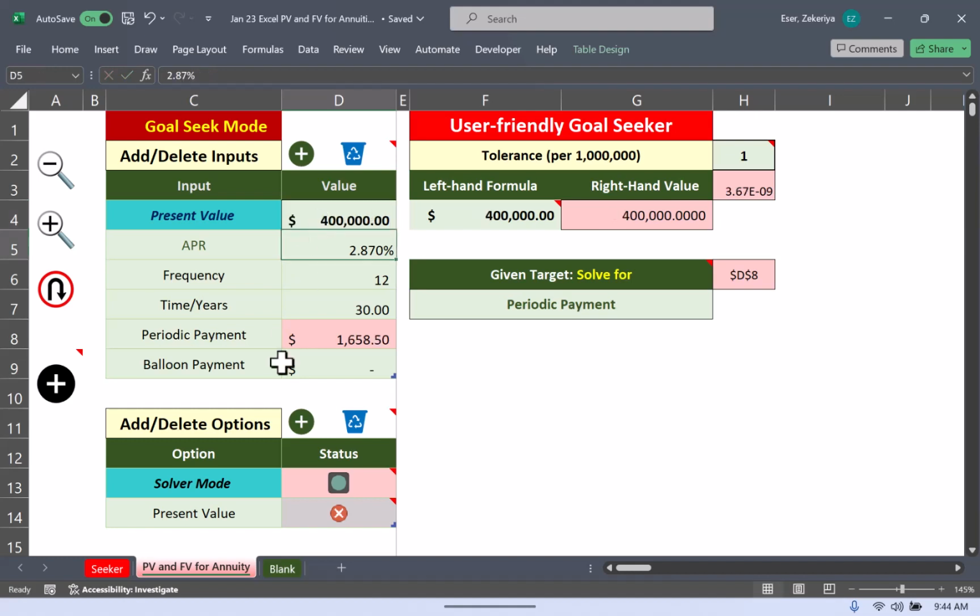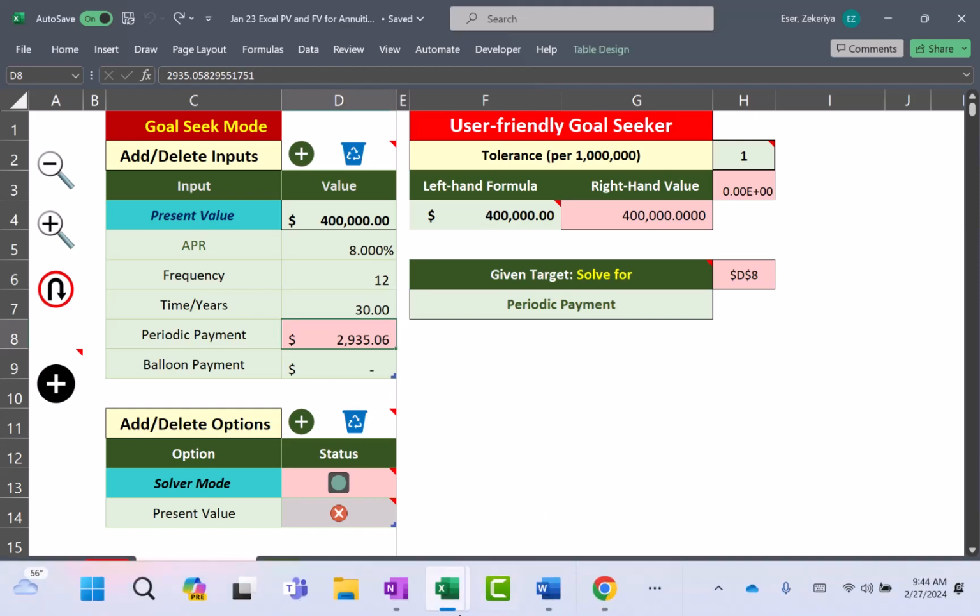That's the mortgage payment on it, 1658. At 8, that would be 2935. That's why a lot of people end up defaulting on their mortgages when the rates go up, if it's adjustable, because payments go up. Now, those are for mortgages. Alrighty.